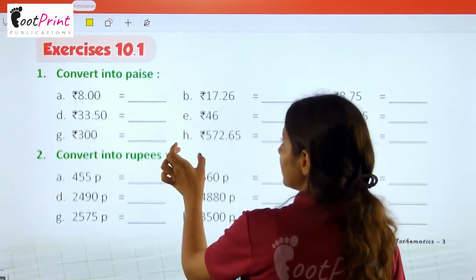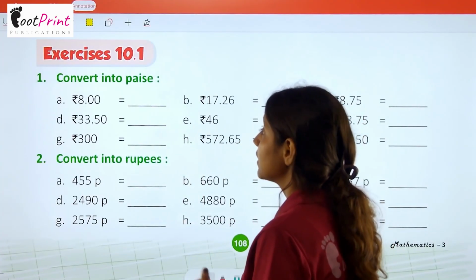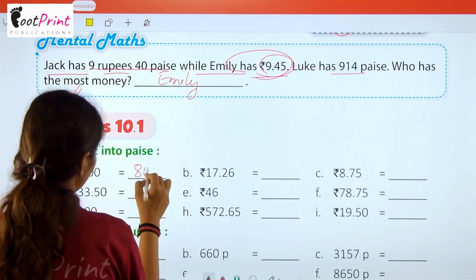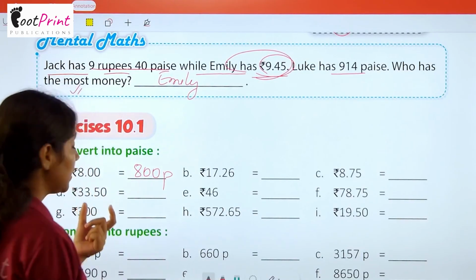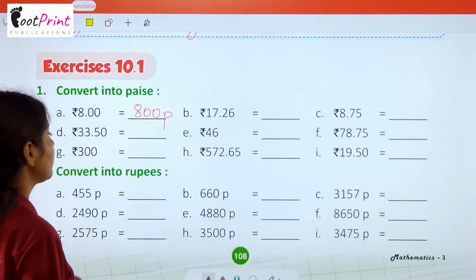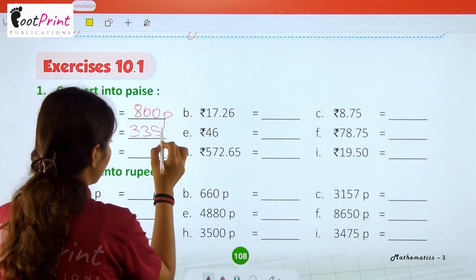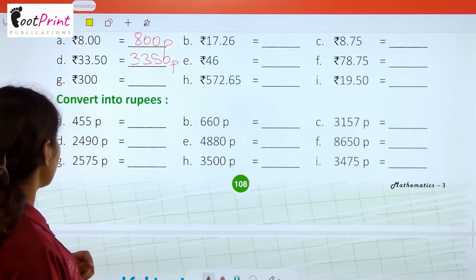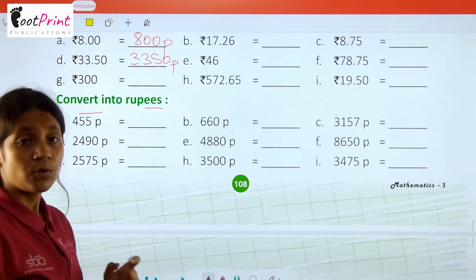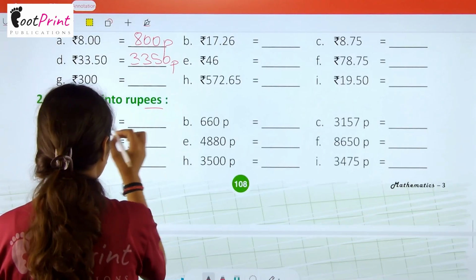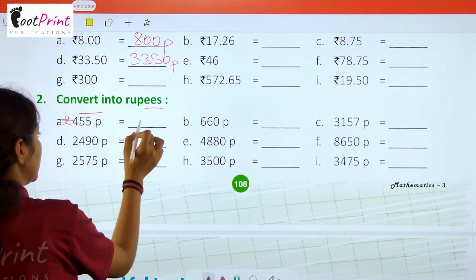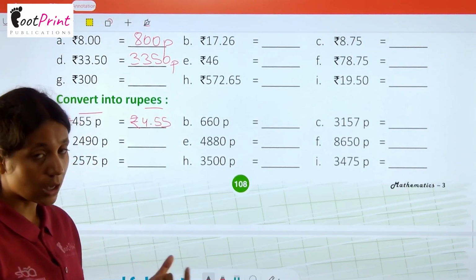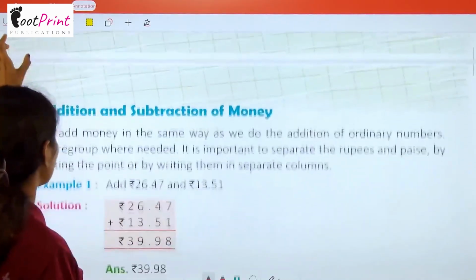Now we have the very first exercise of this chapter. Question number 1. Convert into paise. So 8 rupees will contain 800 paise. 33 rupees 0.50. So 33.50 will contain 3350p. That is paise. This is how you will do this question. Then we have question number 2. Convert into rupees 455 paise. So you have to just apply a dot here and the rupee sign here. So it will be rupees 4.55. And this is how you will do all the rest of the parts of this question.